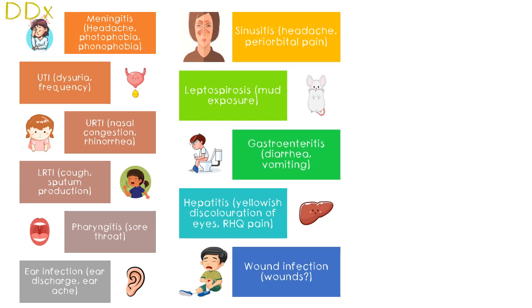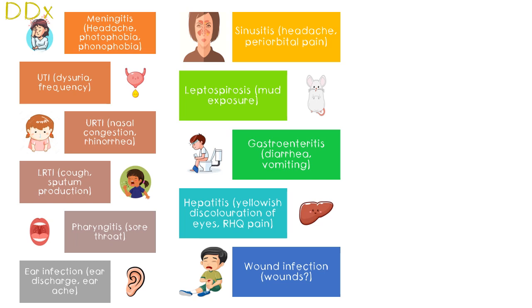Sinusitis, which is a common accompaniment of upper respiratory tract infections, can cause headache and periorbital pain, but may be difficult to elicit from history from a very young child. Leptospirosis is seen commonly where there is mud exposure of the child, where rat urine infected with the bacteria is seen in mud, and when children play in the mud, the bacteria can enter the body through small wounds in the legs.